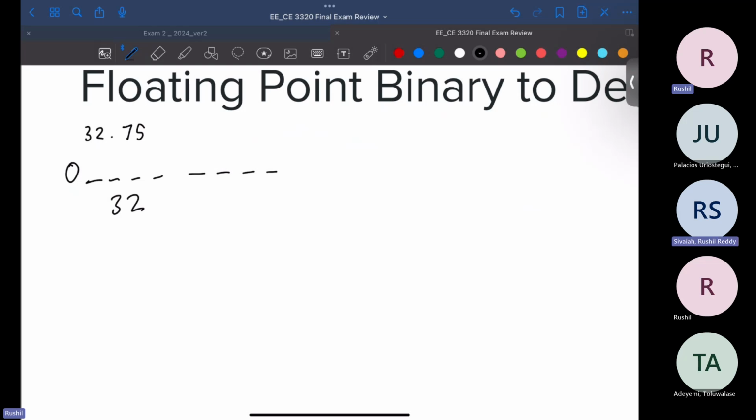binary, right? So that's going to be 1 0 0 0 0 0. That's right.